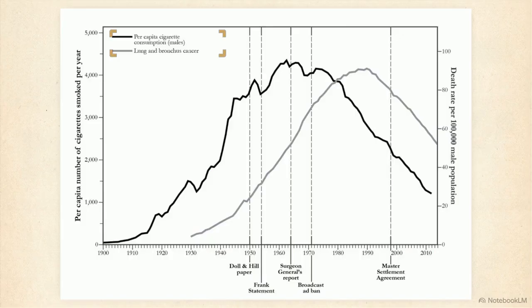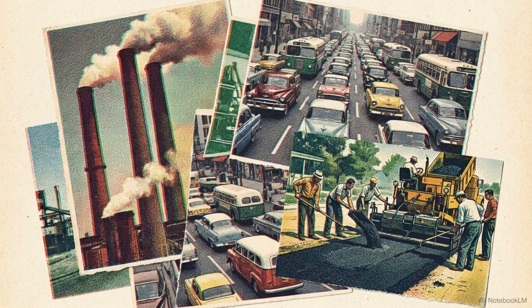This graph shows cigarette consumption alongside the lung cancer death rate. You see a stunning parallel. The cancer curve replicates the smoking curve almost perfectly. But time series data is notoriously poor evidence for causality. Two parallel lines don't inherently prove one drives the other. Dozens of other factors fit the exact same timeline.